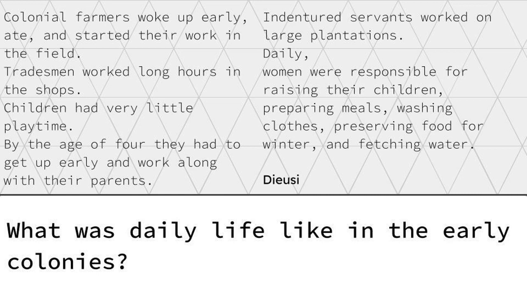By the age of 4, they had to get up early and work along with their parents. Indentured servants worked on large plantations daily. Women were responsible for raising the children, preparing meals, washing clothes, preserving food for winter, and fetching water.